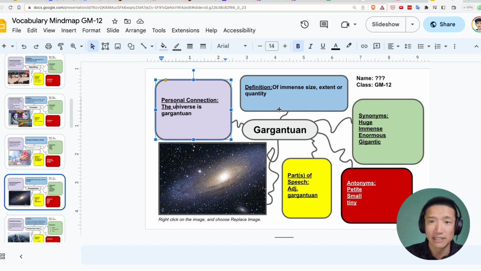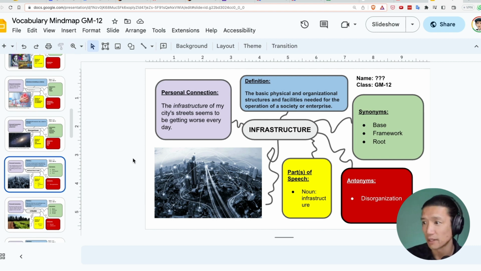Somebody else might have seen like a whale or an elephant in real life when you were a kid, and you're like, gargantuan, right? So make that connection with your memories, with your personal things from the past. Somebody put the word infrastructure, and this is great. The infrastructure of my city streets seem to be getting worse every day. Yes, it's expensive to maintain infrastructure.